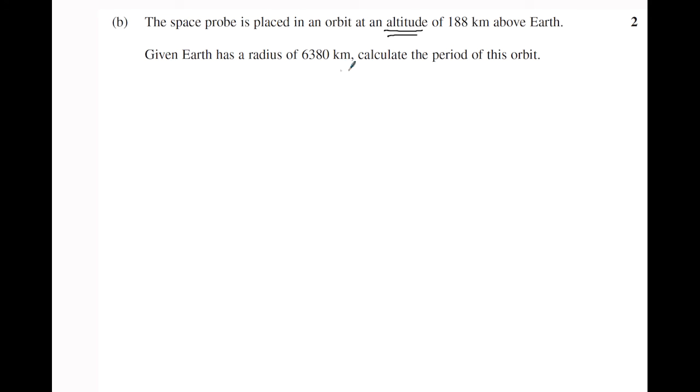Now it's asking you to calculate the period of this orbit. As soon as you think of period, my hope, since it's only worth 2 marks, is that you're thinking of Kepler's third law. Kepler's third law states that the ratio of r cubed over the period squared is a constant, and that constant happens to be GM over 4 pi squared.